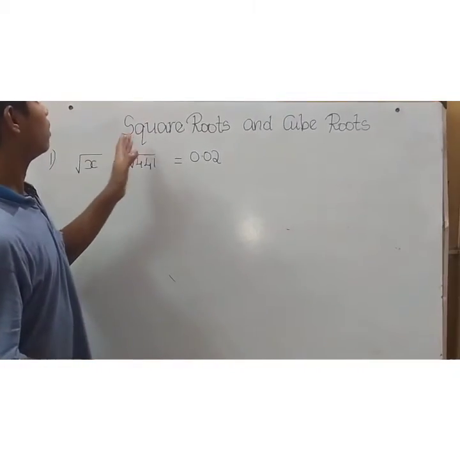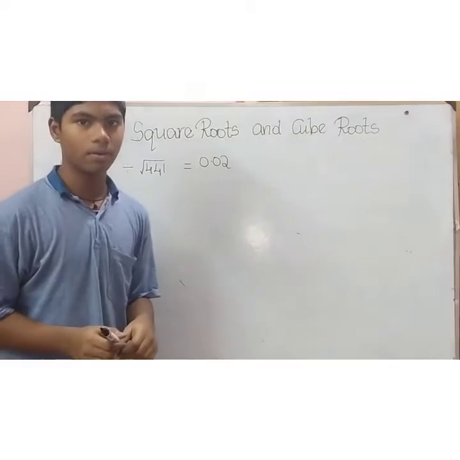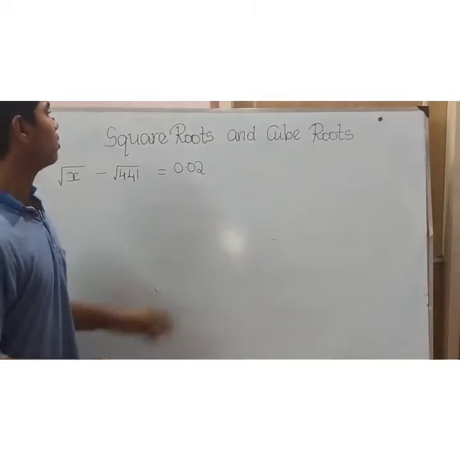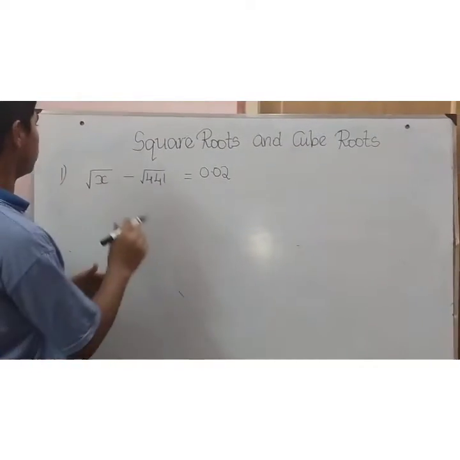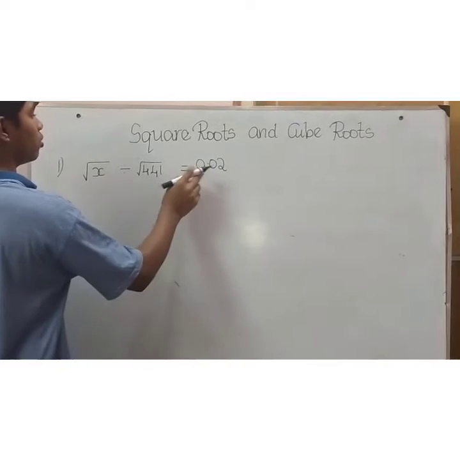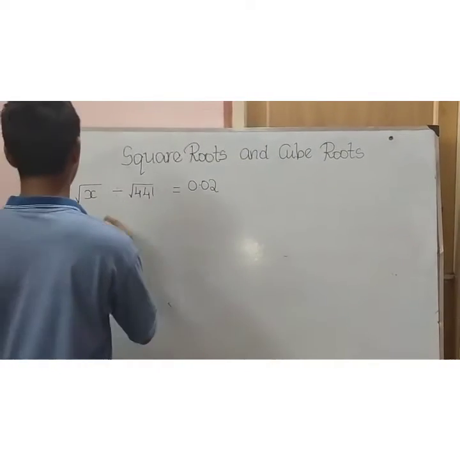Today's topic is square roots and cube roots. We will discuss 5 problems based on square roots and cube roots. The first problem is root x divided by root 441 is equal to 0.02.